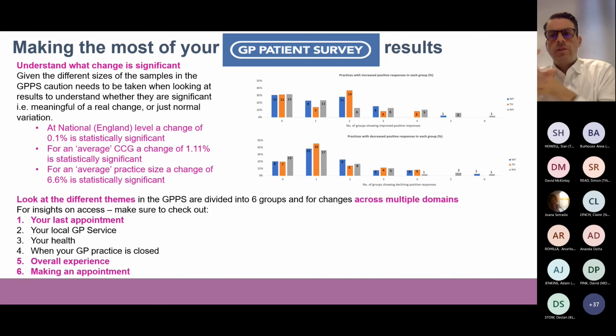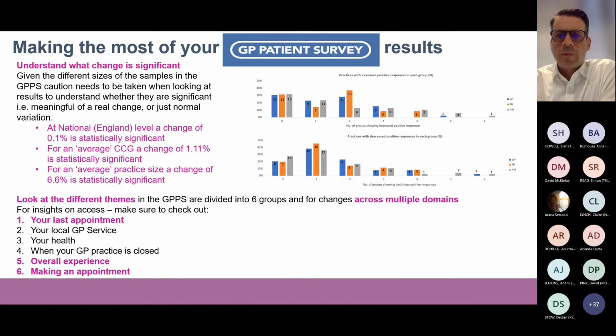What we'd also say is that the GP patient survey is broken down into a number of different domains. The ones that for me are helpful around access particularly are the one around your last appointment, number 5, which is overall experience, and number 6, which is making an appointment. Although what we've started to do when working with practice teams is to look at differences across multiple domains, because if a practice has gone up across multiple domains, that's something to be interested in, but also a practice that is dropping not just in one area but over a number of areas certainly warrants a closer look to see what's happening.